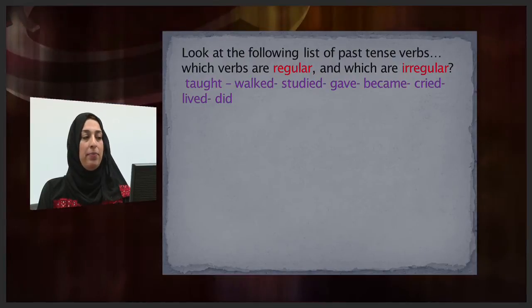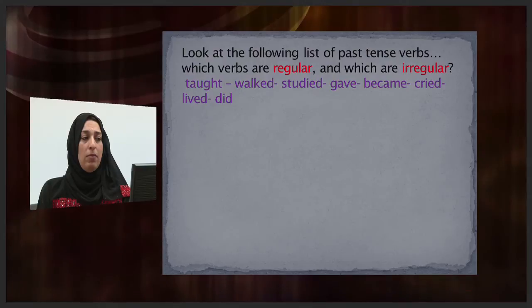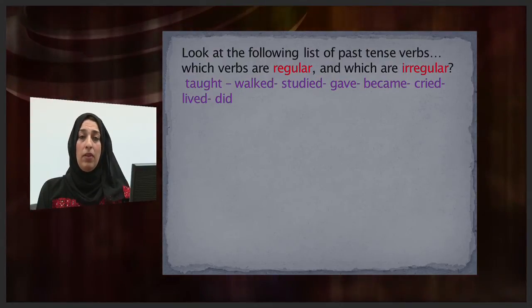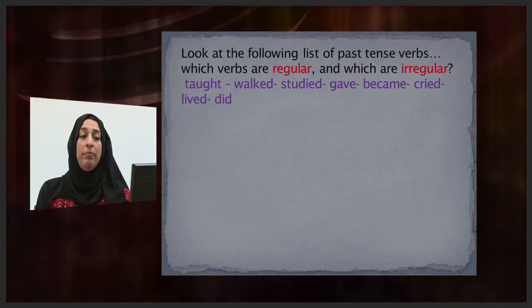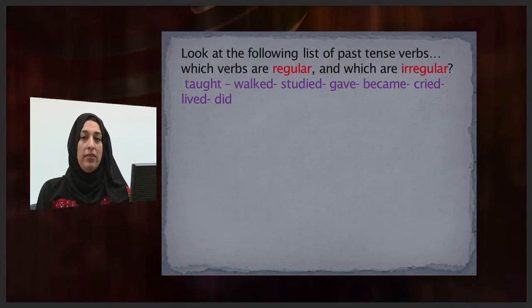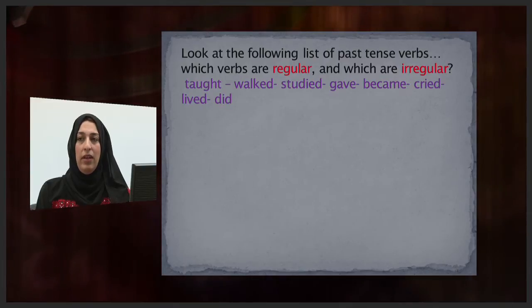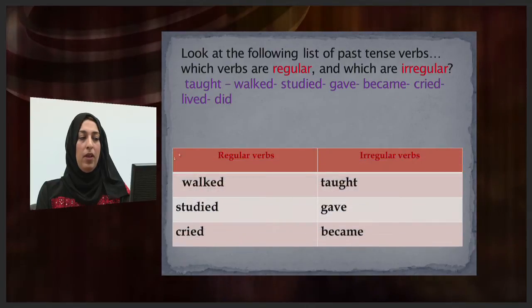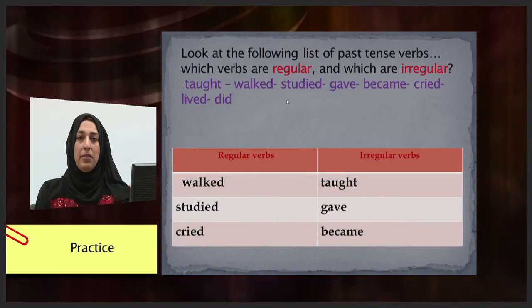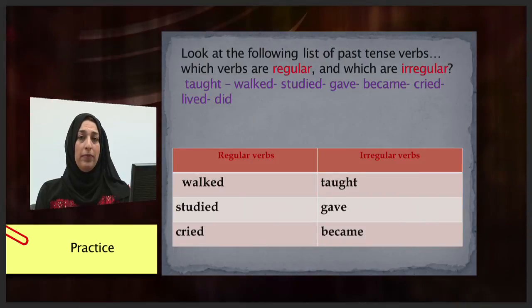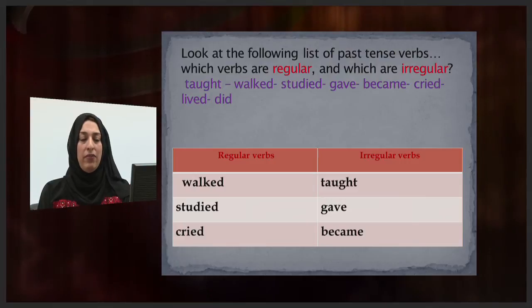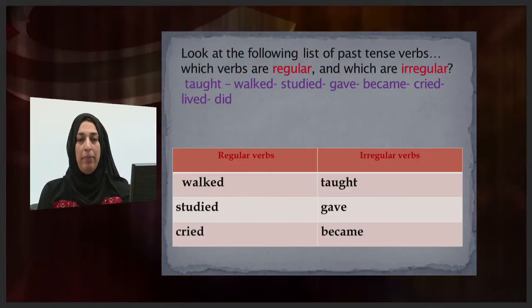The verbs are taught, walked, studied, gave, became, cried, lived, and did. The regular verbs are walked, studied, cried. The irregular verbs are taught, gave, became.